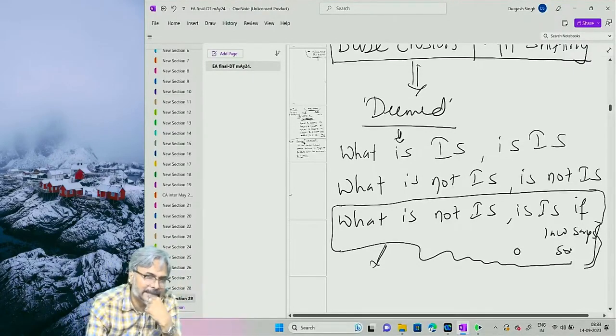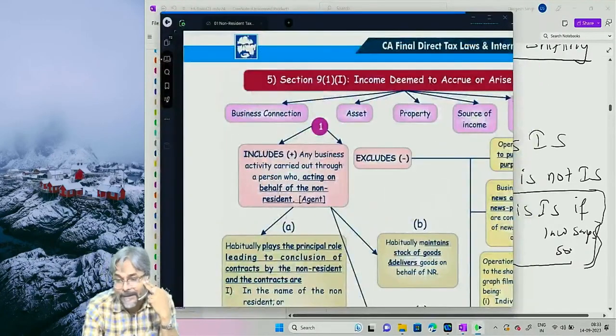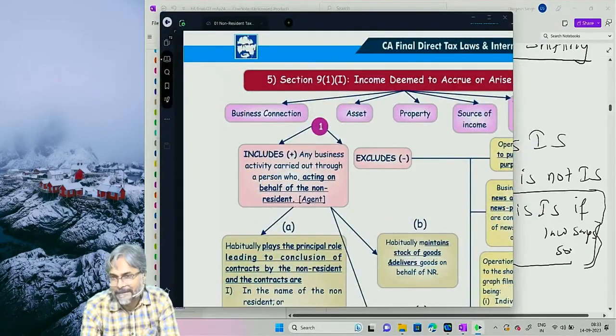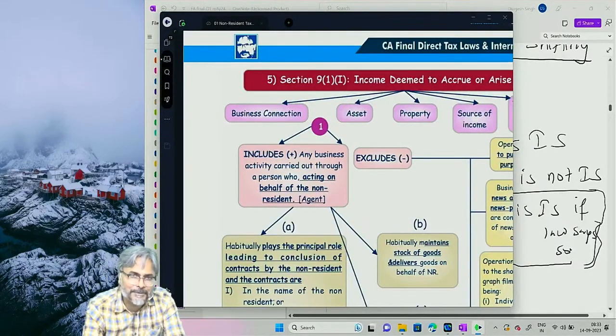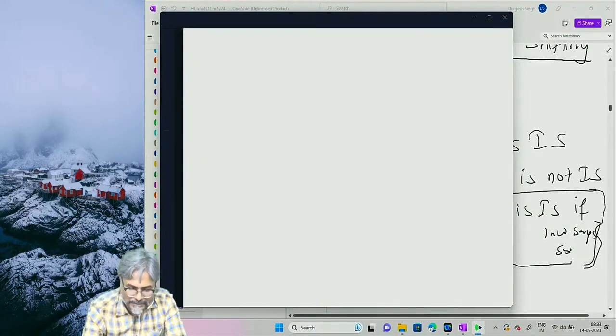If that is the case, then let me give you one case study and see how ICAI plays with it. Beautifully, they will play it in the examination. Write down one case study. I will dictate a case study, students.